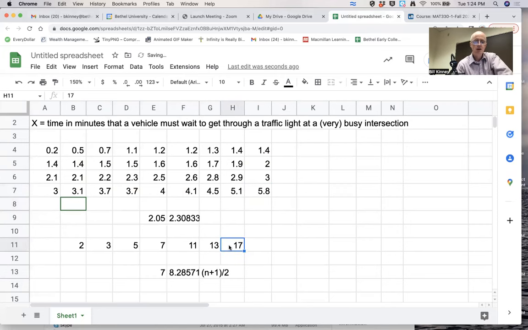Same kind of thing will happen down here if I make this 1700 or, oh sure, 17,000. The mean is greatly affected, but not the median.